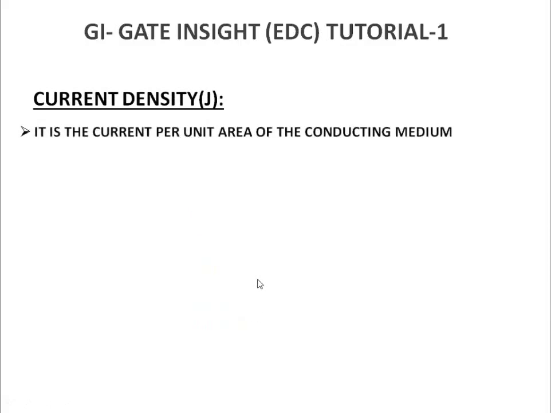Next we have the current density. Current density is denoted by the symbol capital J, and it is the current per unit area of the conducting medium. So it is the current divided by area A. We have the relation J is equal to I divided by A. Here I is the current and A is the area. So we get the units as current in amperes and area in meter square, so we get amperes per meter square.